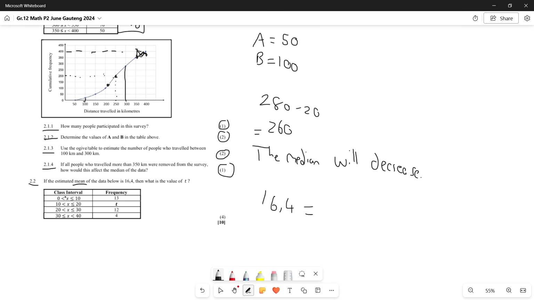So that means the midpoint of 0 to 10 is 5. So we're going to go ahead, write 5 over there. We're going to multiply that by the frequency over here. So we're going to say multiplied by 13, and then repeat that with each row.